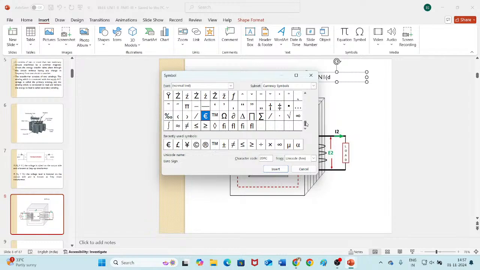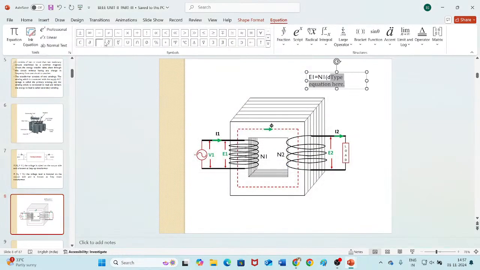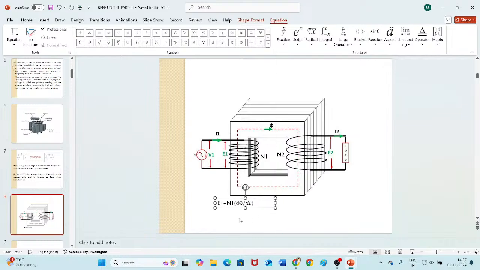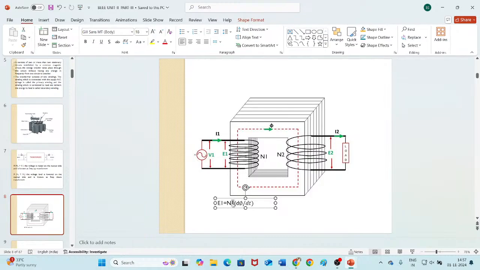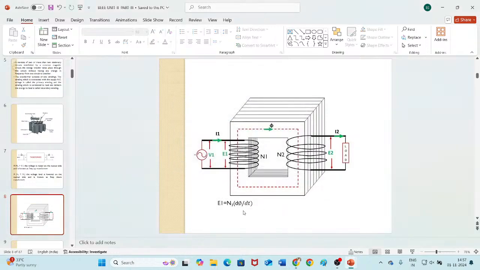I am unable to use my cursor to write it on the screen clearly, that's why I'm using another way. Let us consider this as our phi, d phi by dt. So the induced voltage on the primary side is E1 equal to N1 into d phi by dt, where N1 is the subscript.